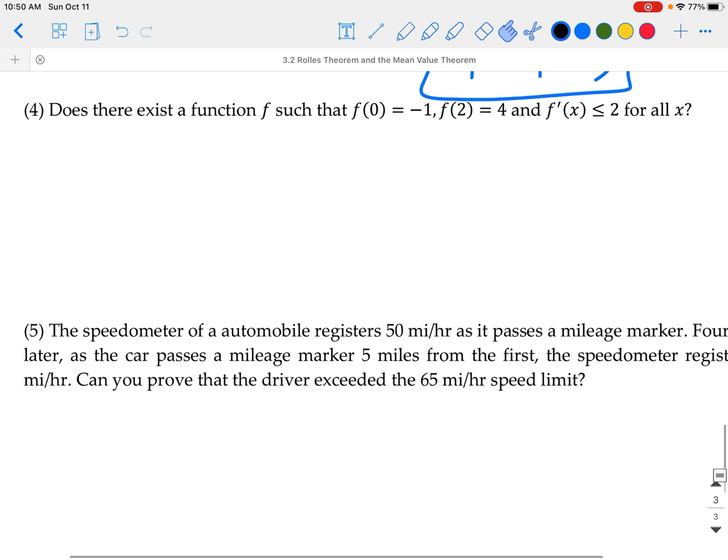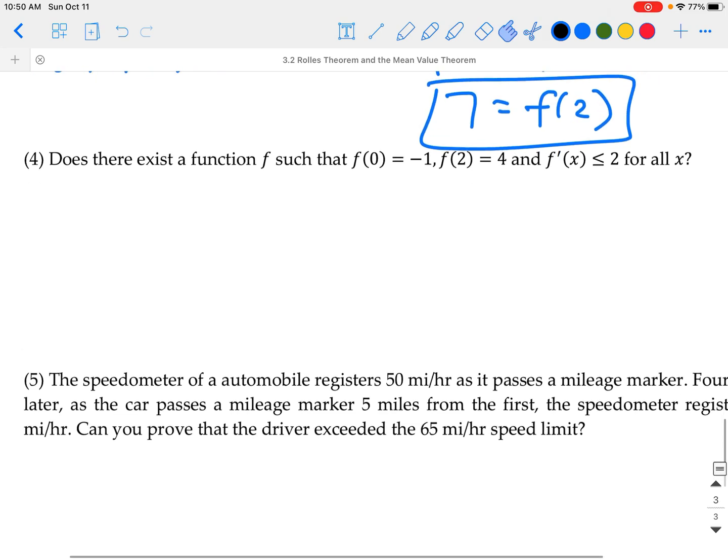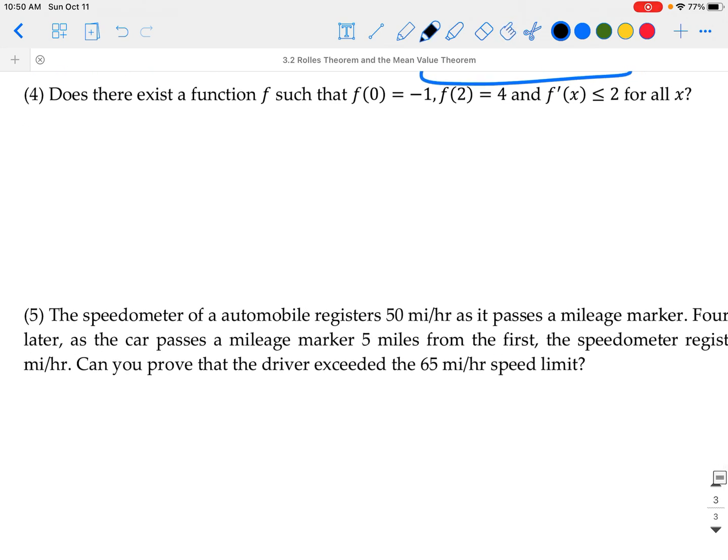So number 4, does there exist a function such that f of 0 is negative 1, f of 2 is 4, and f prime of x is less than or equal to 2 for all x? So again, same question, which is, given 2 points, can this value exist? So let's look at f of 2 minus f of 0 all over 2 minus 0.